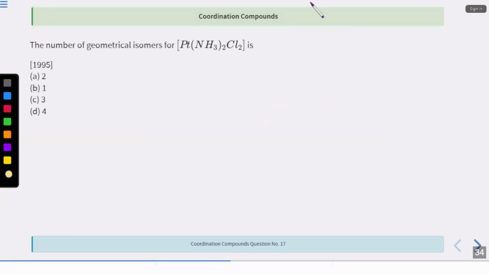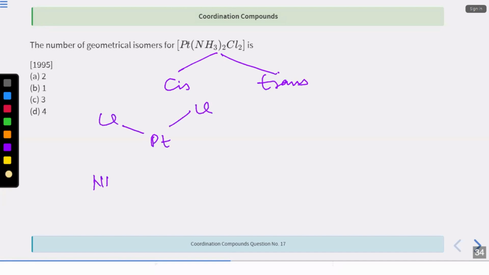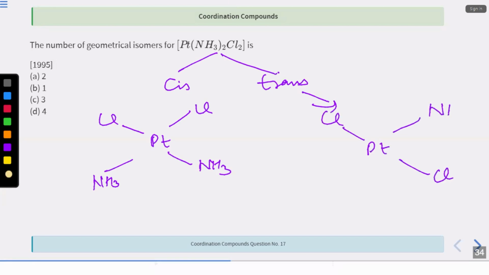So let me draw it clearly. So it is cis and trans. Cis is like this: Pt, Cl, Cl, NH3, NH3, and this trans is like this: Pt, one Cl this side, one Cl opposite side, one NH3 here, and one NH3 here.